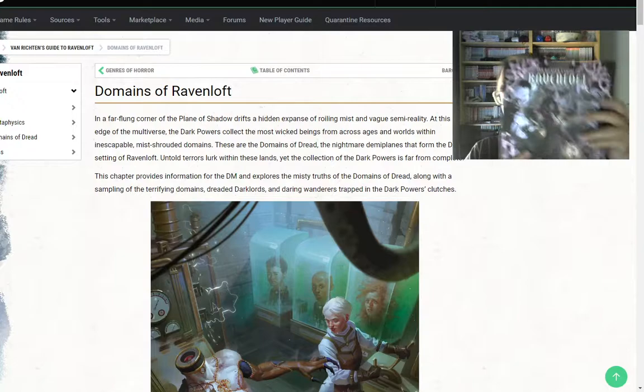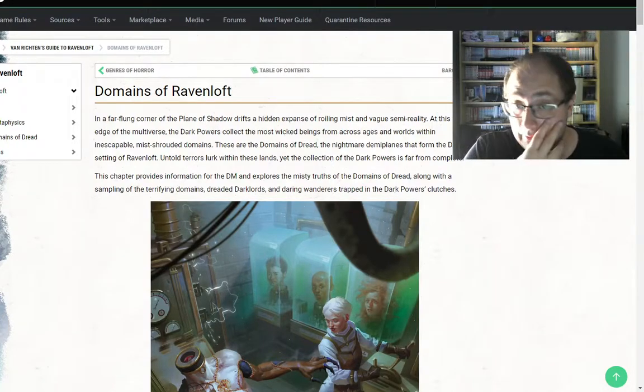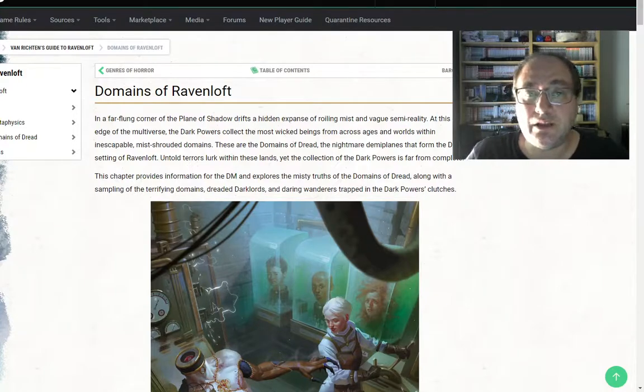Yeah. This is not going to be a review, however, of this entire book. Instead, what I'm going to be doing is looking specifically at the domains in Ravenloft, what they are, how a dungeon master can use these domains in their game, and the relative strengths and weaknesses of the tools for dungeon masters that are presented in each domain.